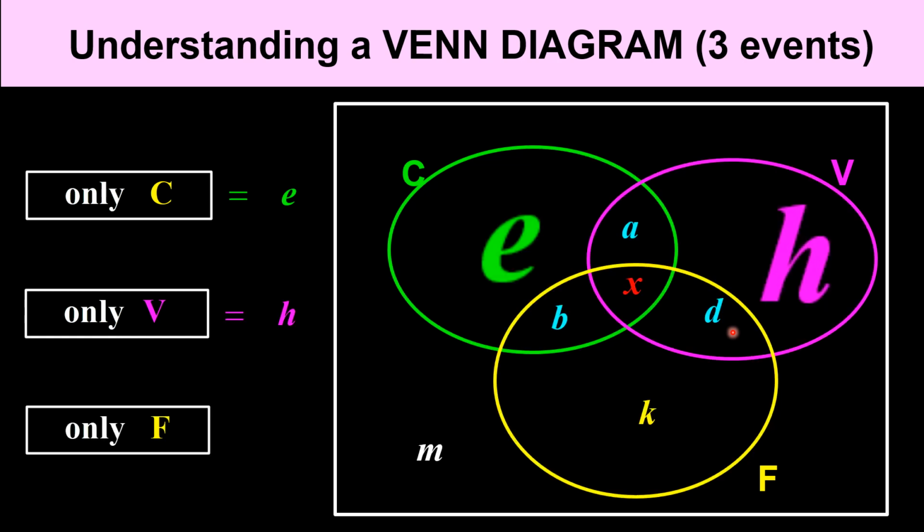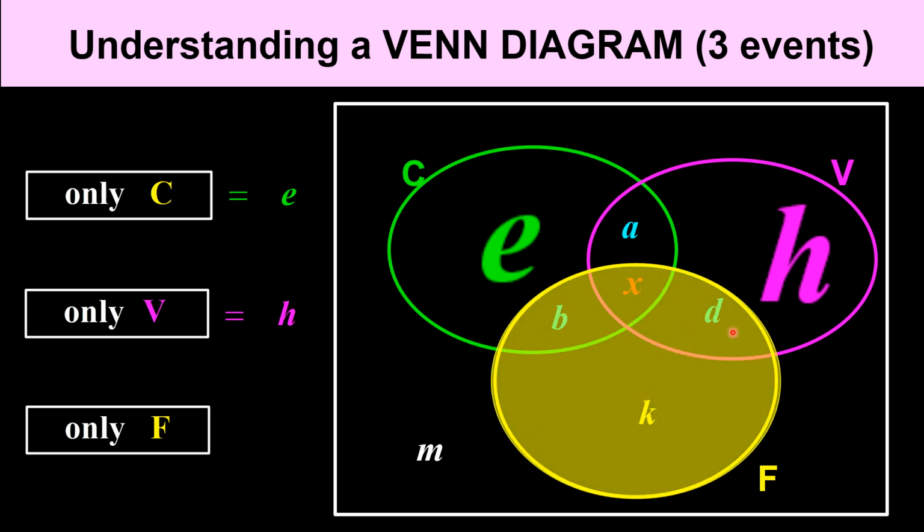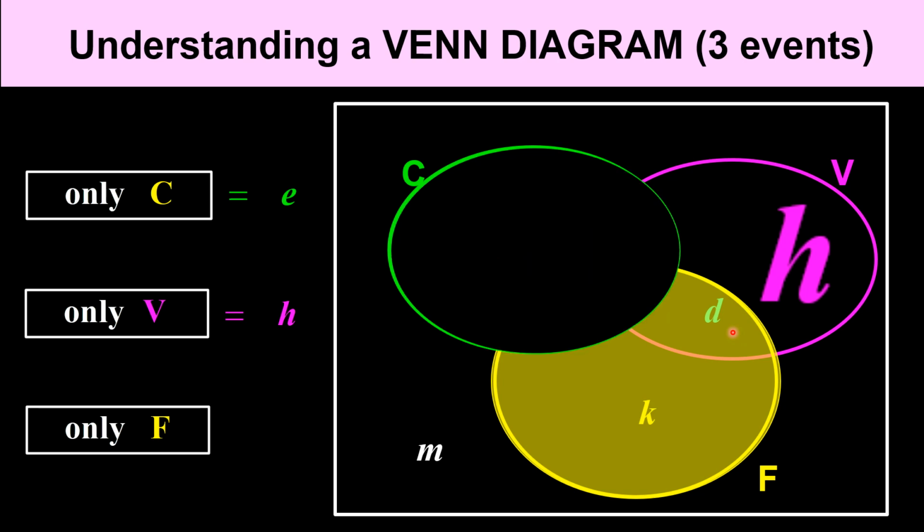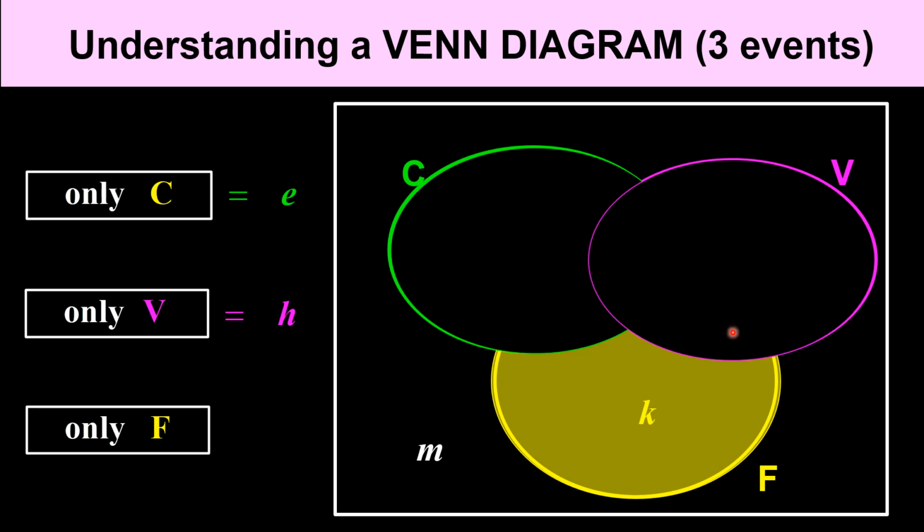Similarly, if I want only F, there's the F, but F consists of B, X, D, and K. But B, X, and D are not only F, they belong to others as well. So I have to remove the chicken part, and I have to remove the vegetable part. So the only F is represented by that region K. So only F is K.